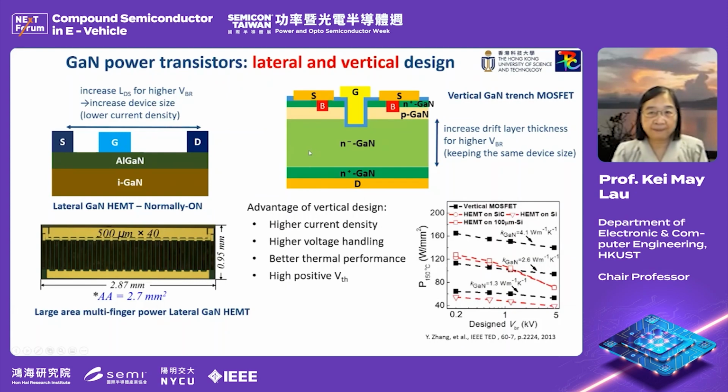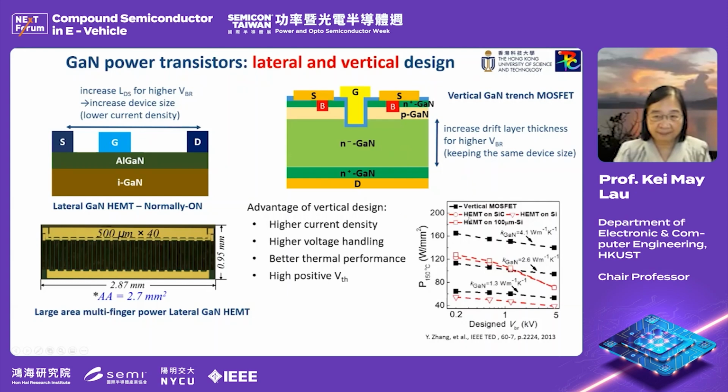Meanwhile, we know that people in silicon and silicon carbide have been making trench devices, and these can be very high power without increasing the footprint very much. So we want to apply this similar technology using the vertical gallium nitride trench MOSFET.